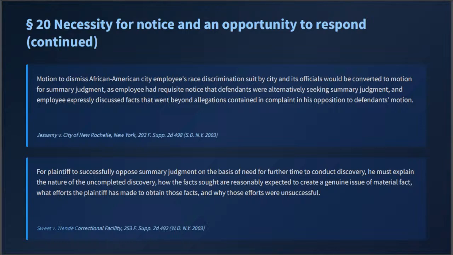So, Sweet versus Wende Correctional Facility, and this is Western District of New York, 2003. For plaintiff to successfully oppose a summary judgment on the basis of need for further time to conduct discovery, he must explain the nature of the uncompleted discovery, how the facts sought are reasonably expected to create a genuine issue of material fact, what efforts the plaintiff has made to obtain those facts, and why those efforts were unsuccessful. So, yeah, you better come with the facts.